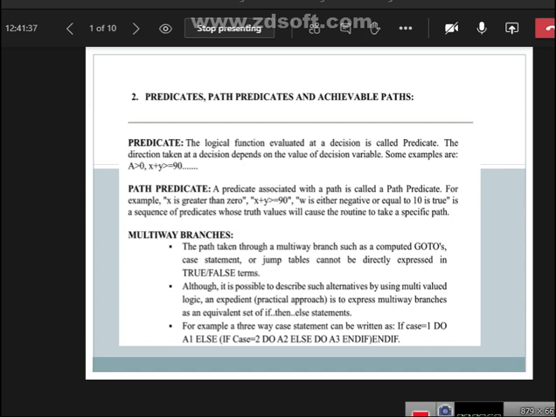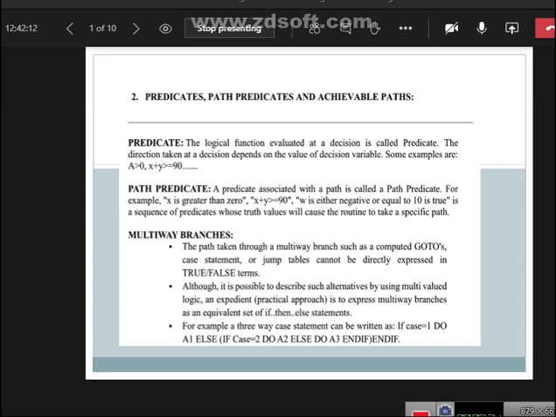By taking the help of the multi-way branches itself, it can move from one place to another place, equivalent to the if-then-else statement. If it is an if statement, we have only the if, else-if, and else conditions. That is also a multi-way branch. We have case statements called case 1, case 2, up to whatever number of cases we want. We can move from that place to another place.